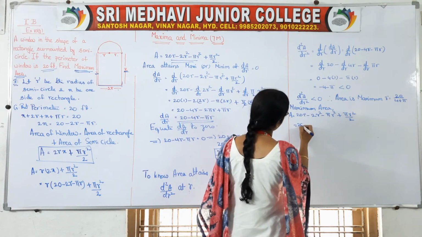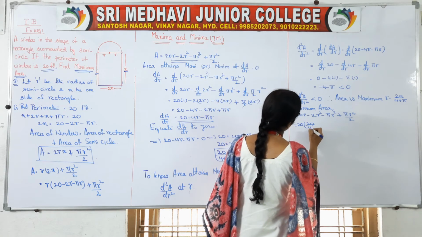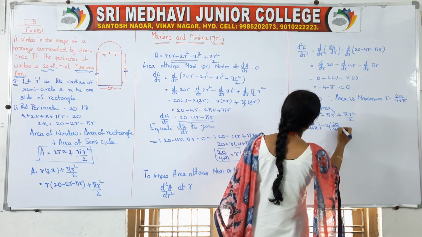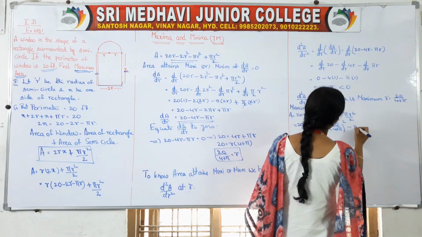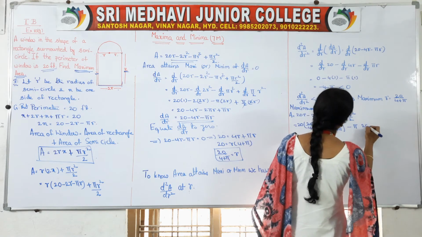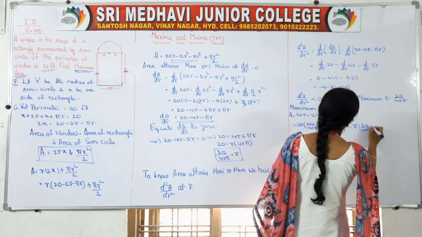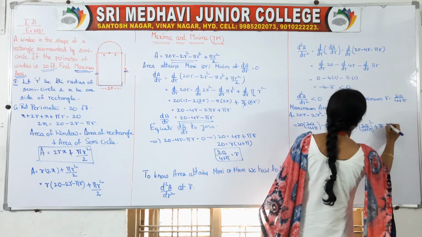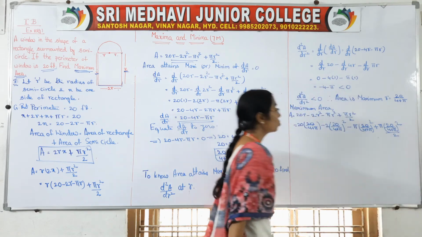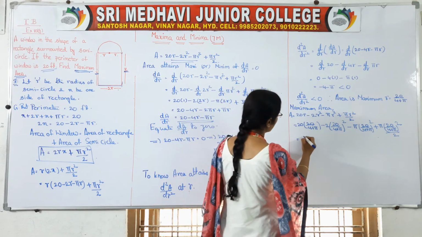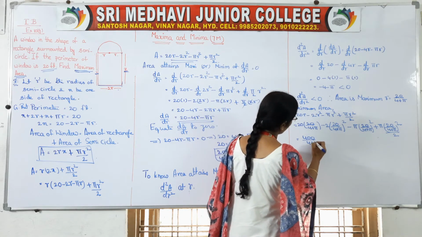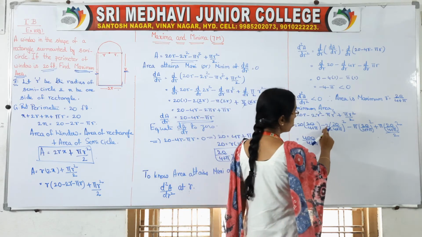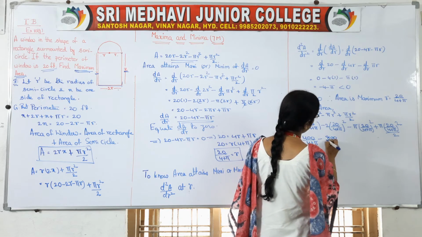So, 20 into 20 by 4 plus pi, minus 2 into 20 by 4 plus pi whole square, minus pi into 20 by 4 plus pi whole square, plus pi into 20 by 4 plus pi whole square by 2. Okay, so this is equal to 400 by 4 plus pi, minus 20 whole square, 400 into 2, that is 800.